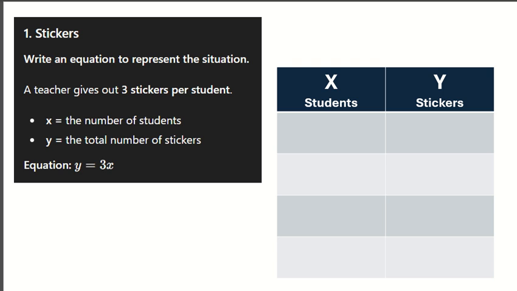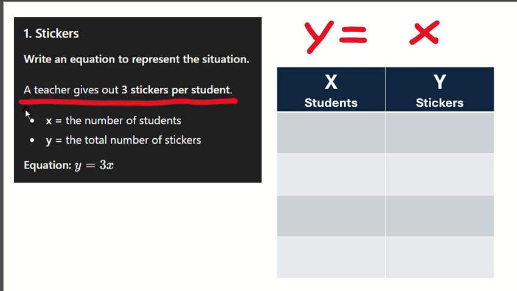That's right, today we're going to be using two variables, x and y, to represent situations. So let's just suppose that a teacher gives out 3 stickers per student. How can we represent this with independent and dependent variables? Remember, the value of y depends on the value of x. So let's do y equals x and then figure out what we're doing.